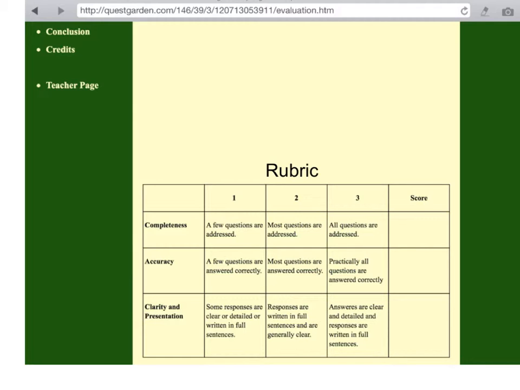They'll be reminded to click on the evaluation tab, and that will bring them to the rubric, which is clearly stated here, criteria needed for a 1, a 2, and a 3. They should have plenty of time to go through example 2A and 2B throughout the class.